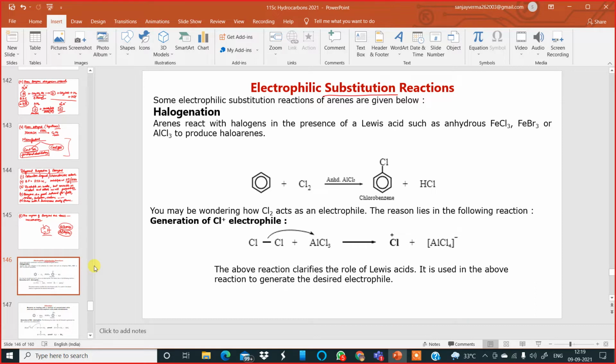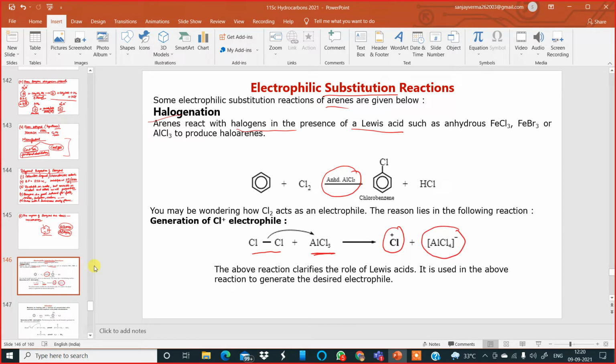Now here some electrophilic substitution reactions of the benzene or arenes are given below. Halogenation is the first one. Benzene reacts with halogens in the presence of a Lewis acid. The Lewis acid is aluminum chloride, AlCl3. Now how to make it a Lewis acid? So what happens? The chlorine molecule interacts with the aluminum chloride AlCl3 and produces a chlorinium ion, Cl plus, and AlCl4 minus.